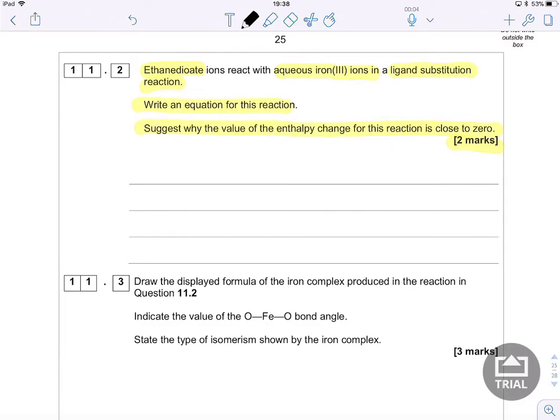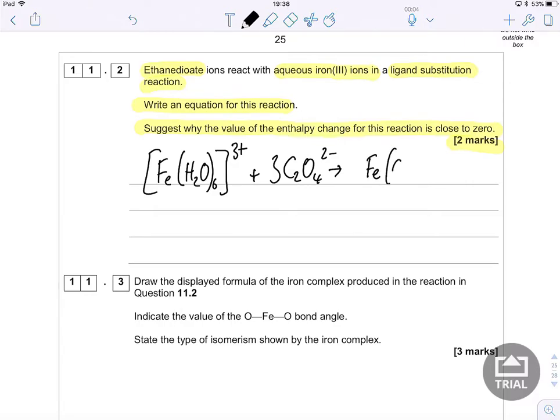So aqueous iron 3 ion: I've got iron and I've got H2O, and I've got 6 of them, and 3 plus because it's iron 3. Ethanedioate ions are bidentate ligands, so C2O4 2 minus. I'm going to need 3 of them, and I'm going to make iron C2O4 3 of them, and my charge is going to be minus 6 plus 3, 3 minus, and then 6 H2O is going to get kicked out.